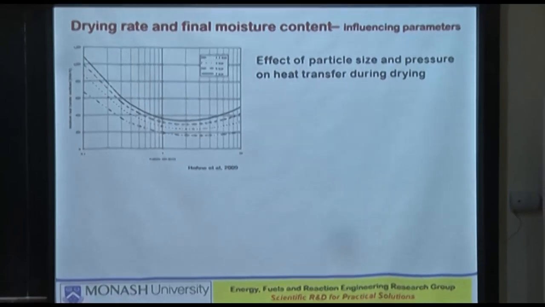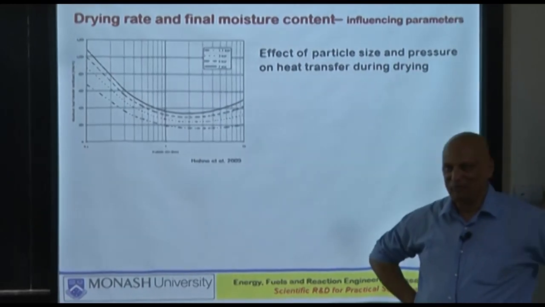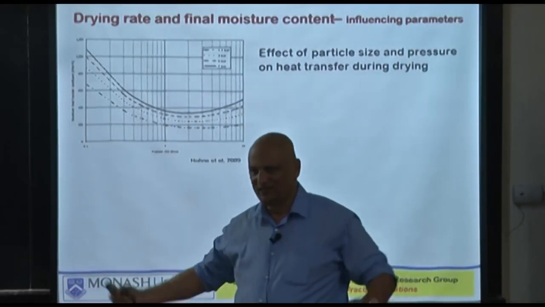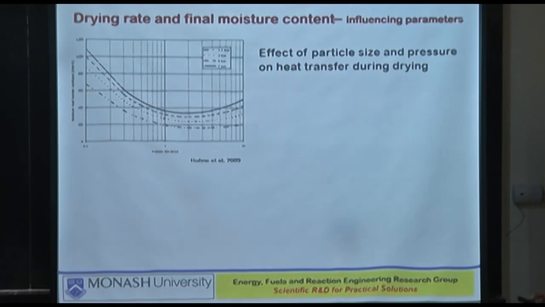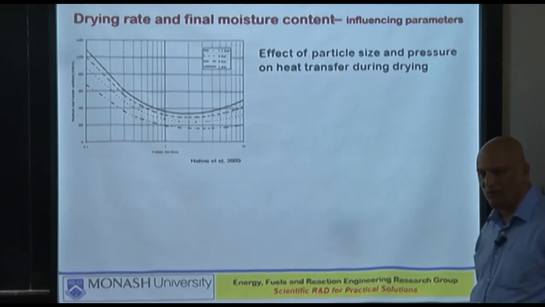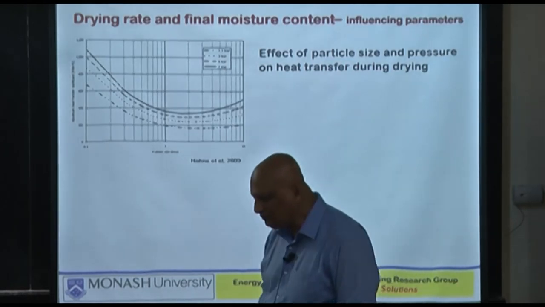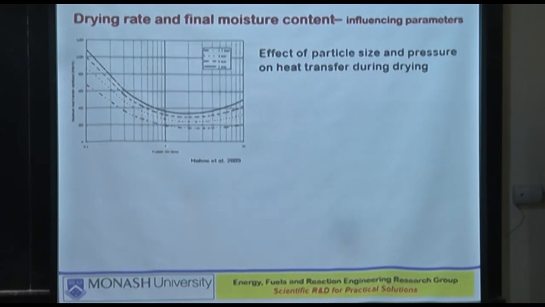So, of course, the conventional belief is that if you can do things at a higher pressure, then the reactor will become smaller. No exception when it comes to drying as well. So people have tried to do drying at 1 bar, slightly over atmospheric pressure, to 3 bar, to 5 bar, to 7 bar, etc. And as a function of different particle sizes, this is the German work at Brandenburg University, funded by Vattenfall. What they found is that there is an optimum particle size. There is also a significant effect of pressure on the drying rate.